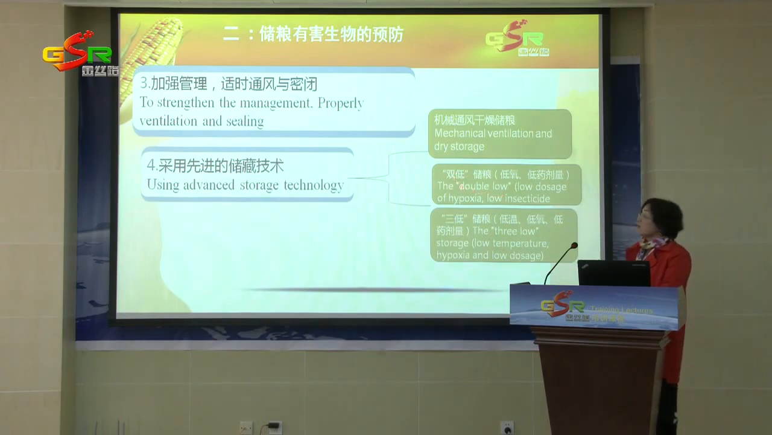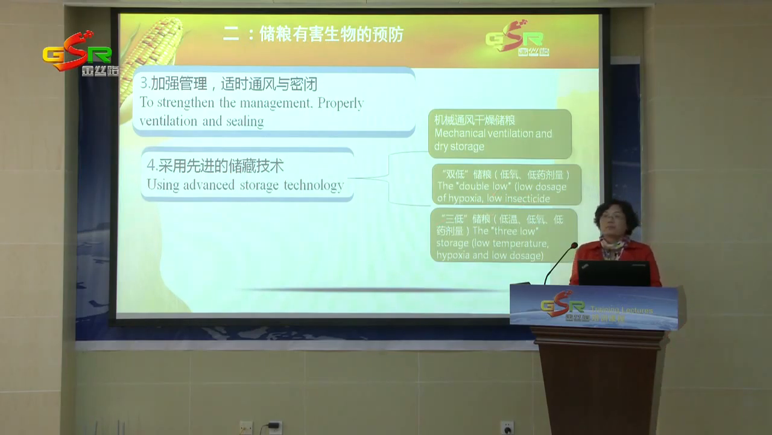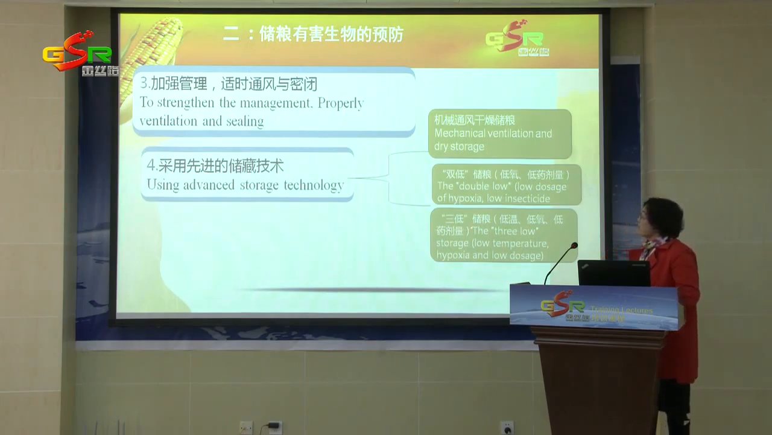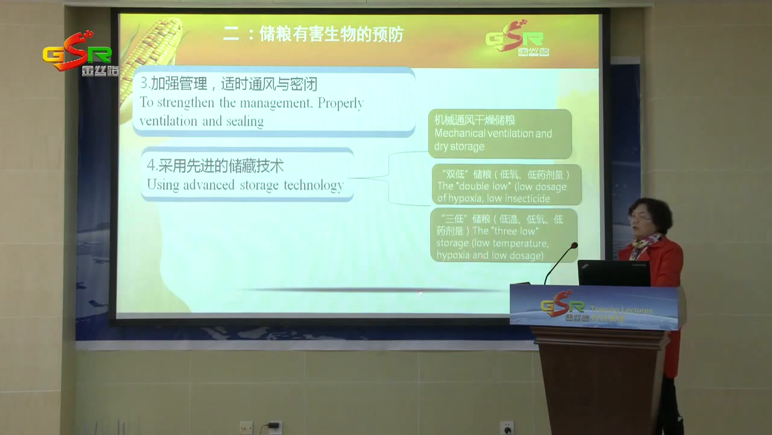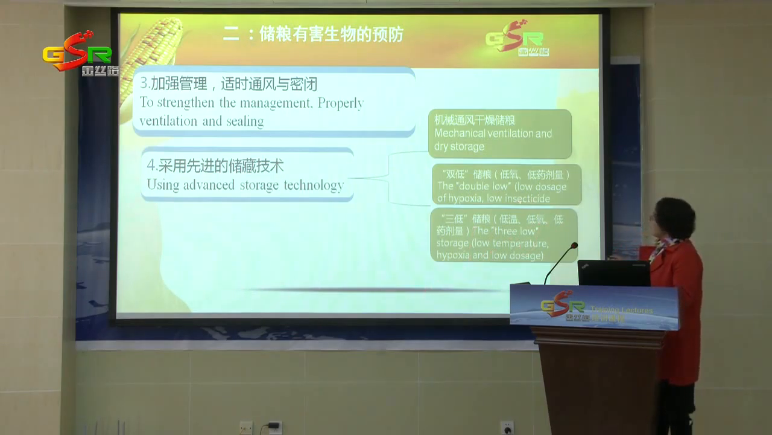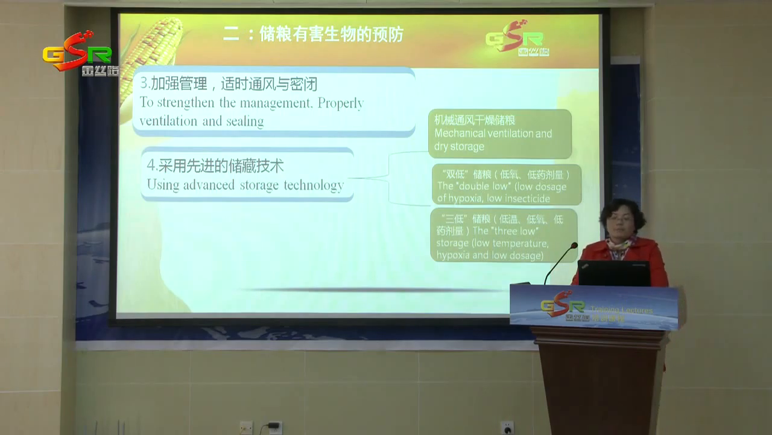What is the double load? One is low dosage of the hybrid organisms, and one is insecticide. That means we must use a low dose of insecticide. Sometimes we use not only double loads, but three loads. What is the three load? It's low temperature, low oxygen, and low insecticide. It's three lows. We use advantage storage technology.